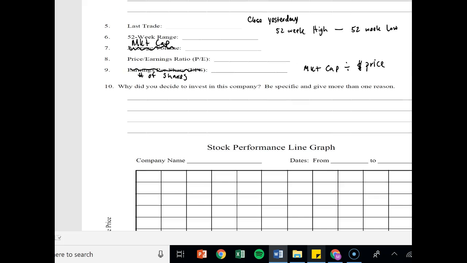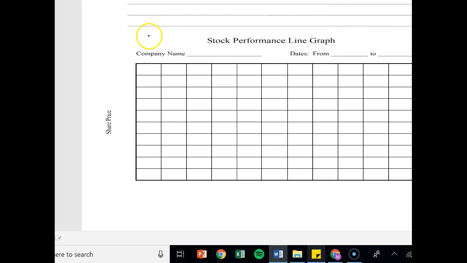Give me a little reason on why you did it, and then again you want the 5-day graph, and you need to plot it out like I did on the front. All right, that's it. Call me if you have questions.